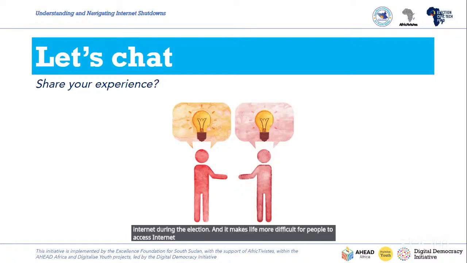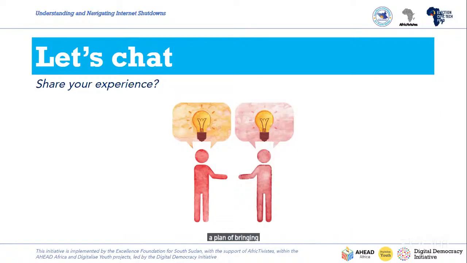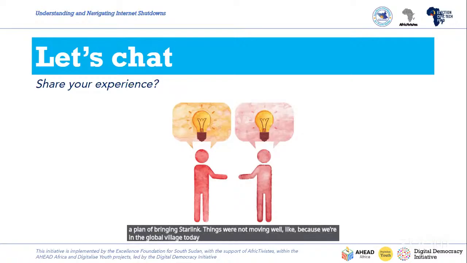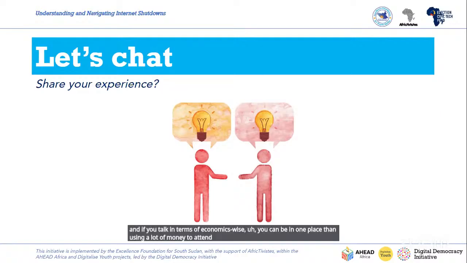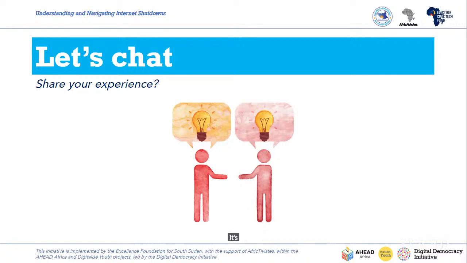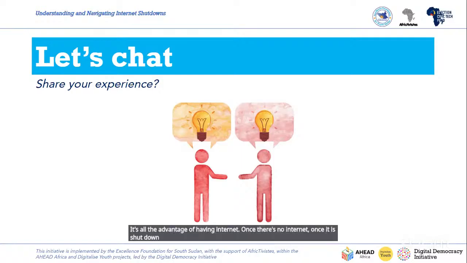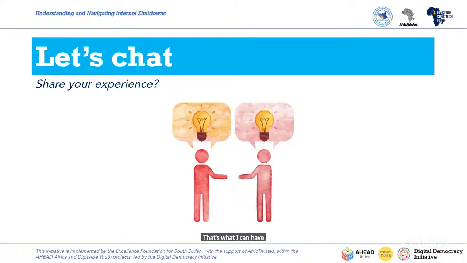Apart from the plan of bringing Starlink, things were not moving well, because we're in a global village today, where nobody wants you to move very far. In terms of economics, you can be in one place rather than using a lot of money to attend a meeting. For example, this meeting we're attending shows the advantage of having internet. Once it is shut down, the entire work does not move smoothly. That's my example. Thank you so much, Deneki. Ginaba, over to you.